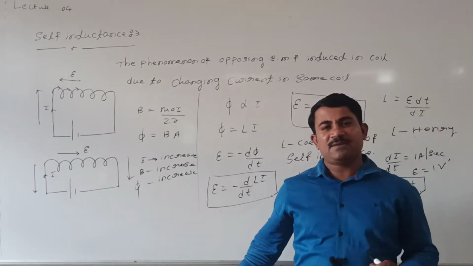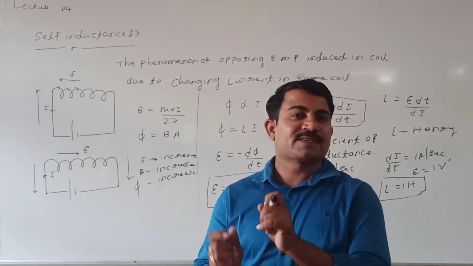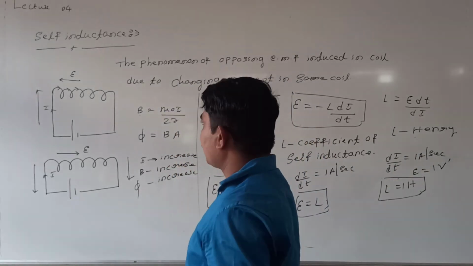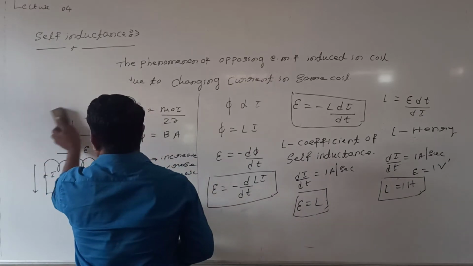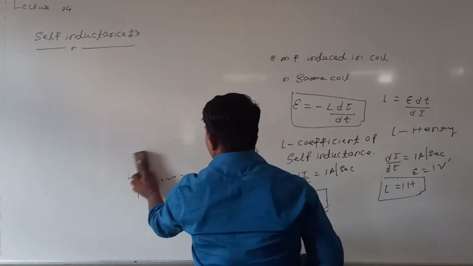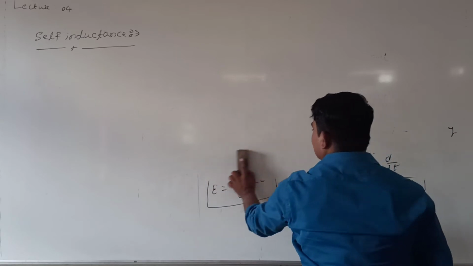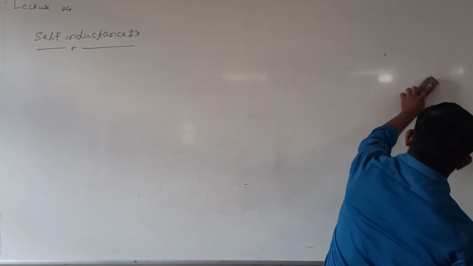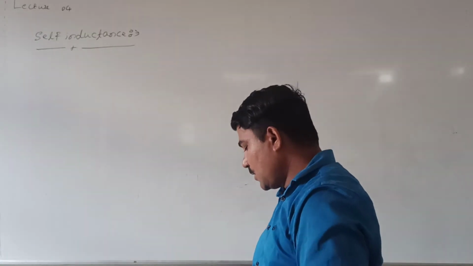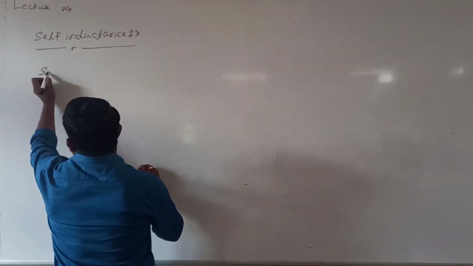Then we will see on what factors the coefficient of self-inductance depends. Directly we will go to the self-inductance of a solenoid. That concept we will see, very simple. Our next concept is coefficient of self-inductance of a solenoid. We will take a solenoid and see in detail on what factors the self-inductance of the coil depends.